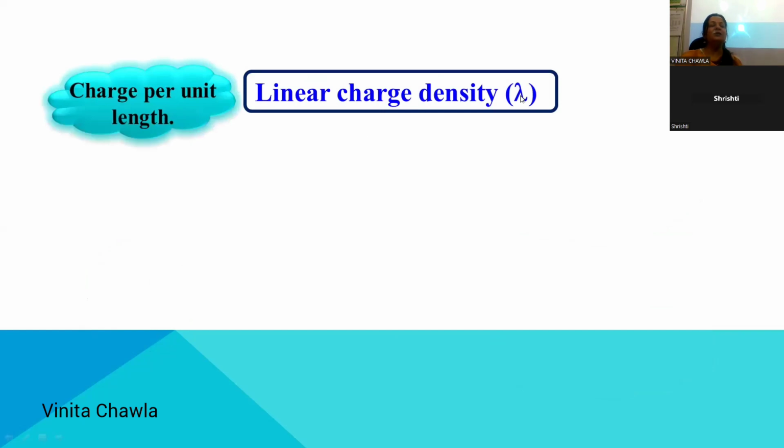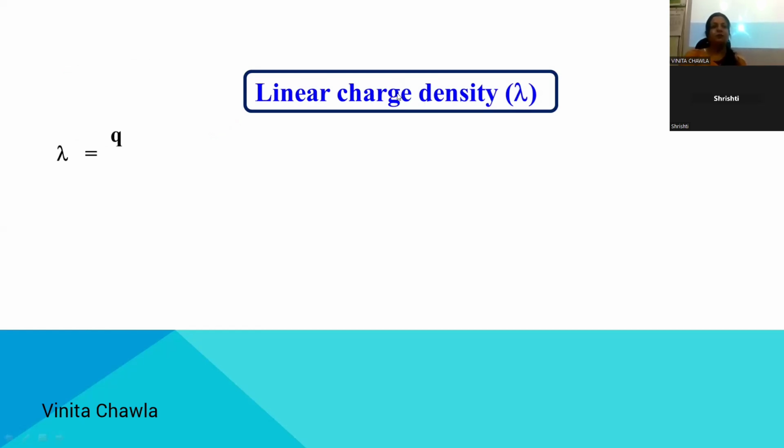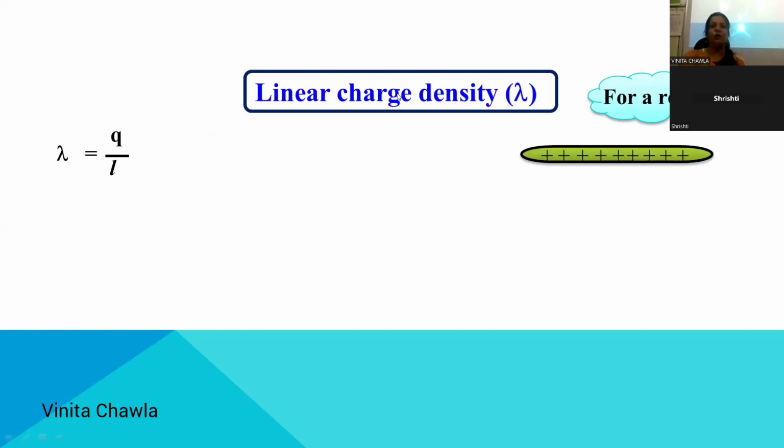So charge per, because look here, we have this word linear, along the length. So charge is distributed along the length. Charge per unit length. Okay. So it is charge per unit length. So lambda is equal to charge upon length. Okay. So for a rod, if we have a rod of length L, then it is Q by L.